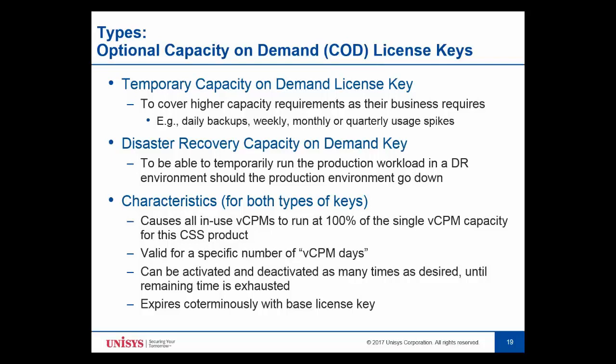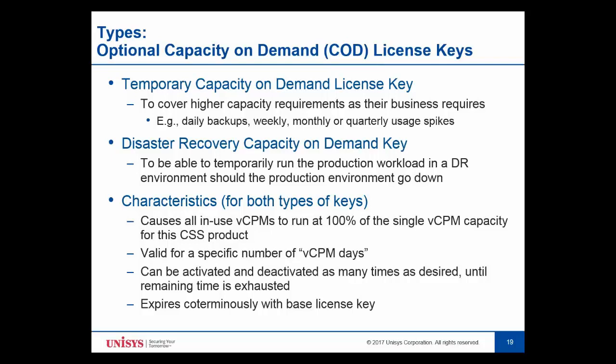We now have a disaster recovery key that has capacity on demand as well, and that would give you 30 days of CPM usage, 1 CPM for 30 days, and then you have 1 day per month along with that key, so an additional 12 days a year for testing purposes. The characteristics of both of these types of keys: it causes all in-use virtual CPMs to run at 100% of the single virtual CPM capacity.